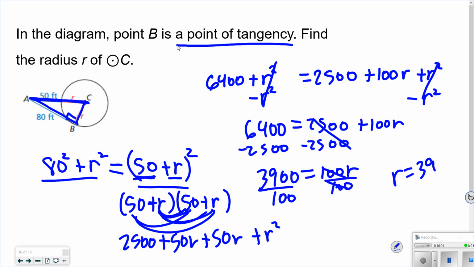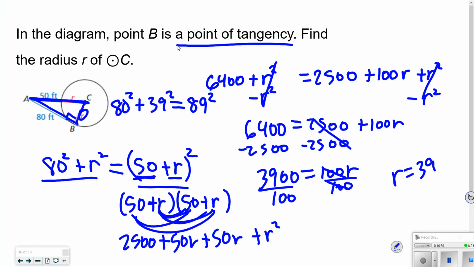If you're not sure if you've done it correctly, you can go back here and plug in 39. So you go 80 squared plus 39 squared, plug in 39 for r right there, has to equal 39 plus 50, which is 89 squared. And you plug that in a calculator and double check it, just to make sure that it actually works. So 80 squared plus 39 squared equals 7,929. 89 squared equals the same thing, so we got it.